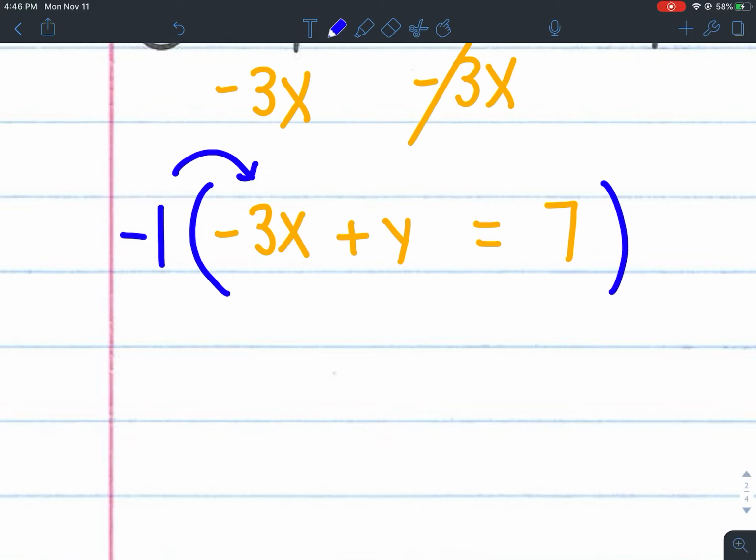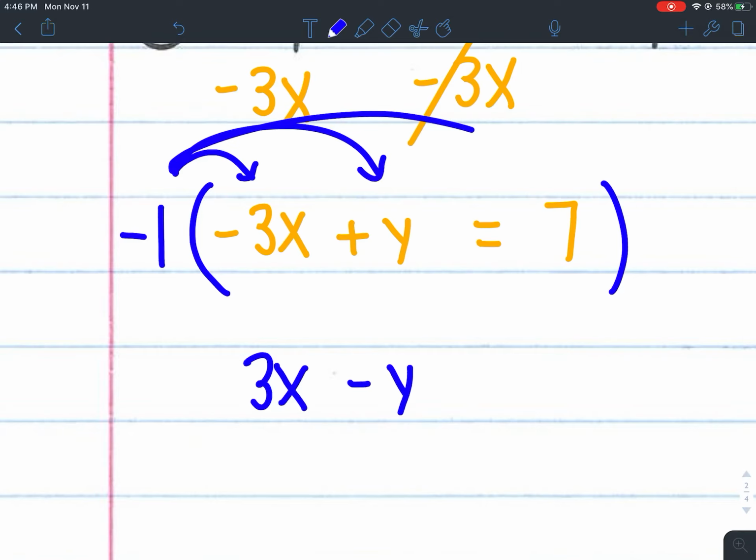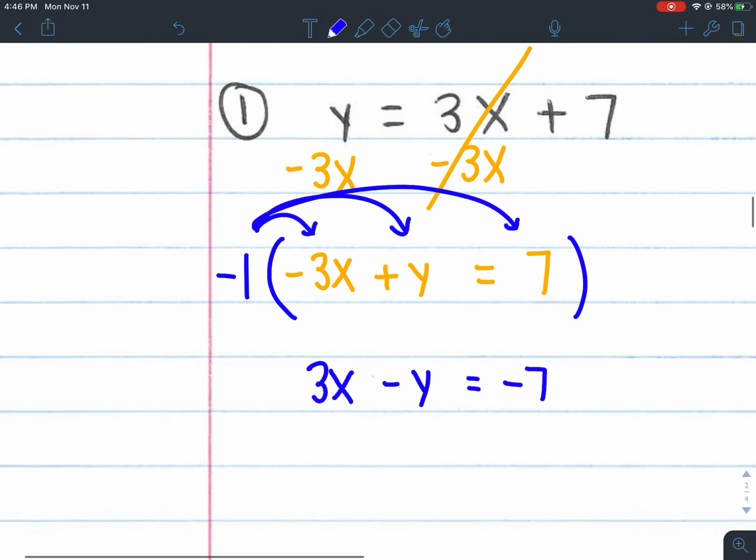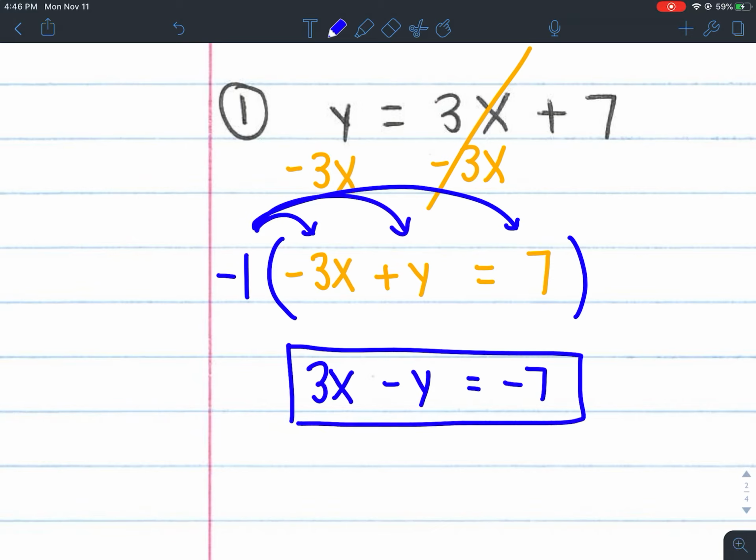So we have negative 1 times negative 3x, which is going to give us positive 3x. Negative 1 times positive y is negative 1y, or just negative y. You can write a 1, but I'm not going to. Negative 1 times 7 is negative 7. Is this in standard form? X and y are on the same side, there are no fractions, and a is positive, positive 3. So what did we have to do? Well, we did have to subtract the 3x because we needed them on the same side. But just because you have x and y on the same side does not mean it's in standard. You want to make sure that it meets all three requirements. And because a was negative, we multiplied everything by negative 1.